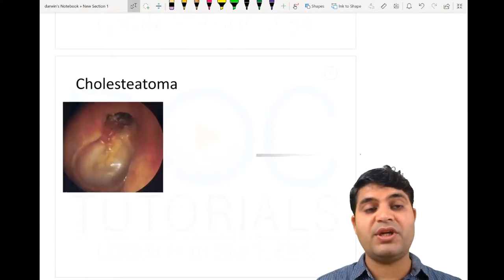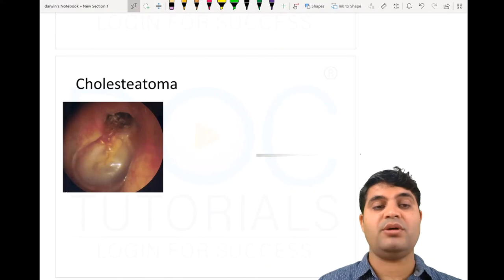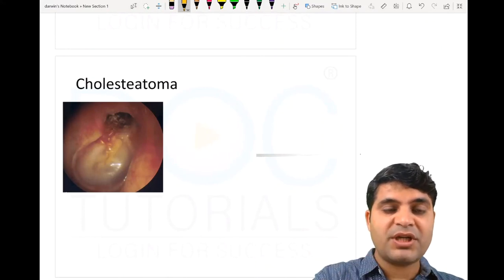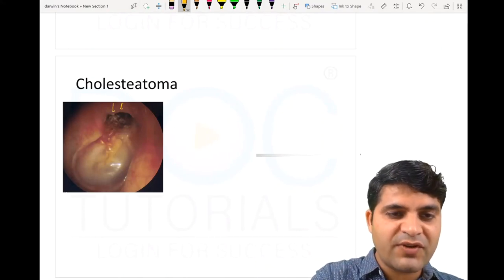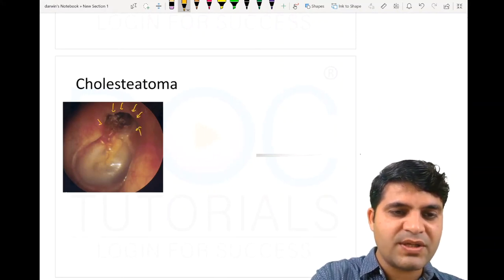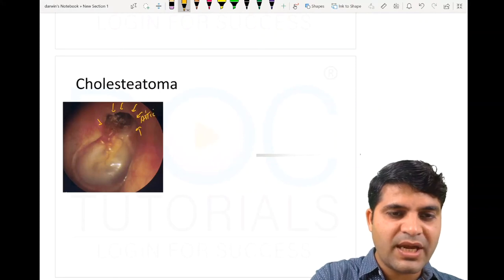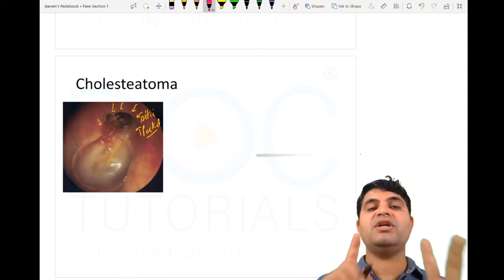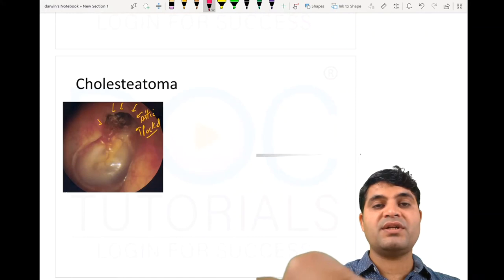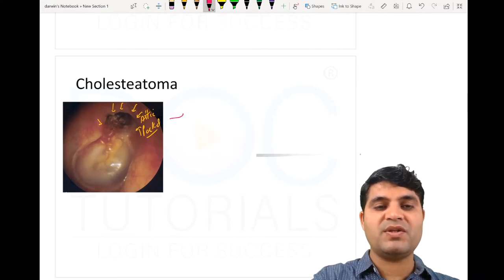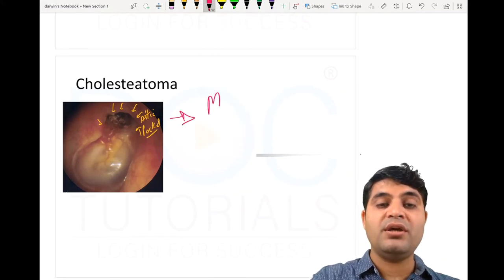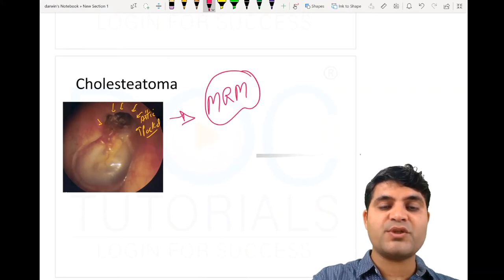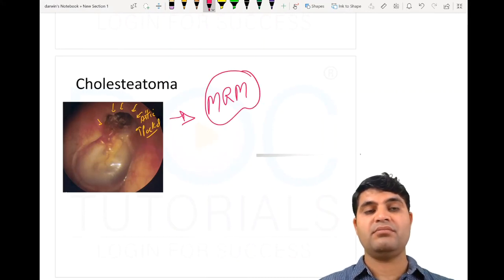Yes, very important image based question, cholesteatoma. That means sometimes you get all these whitish flakes, a large attic pocket. What is this? This is attic pocket. Can you see the attic pocket? Any cholesteatoma, I will only give you a single word. What is the treatment of choice? Treatment of choice is, dear students, only modified radical mastoidectomy, MRM.